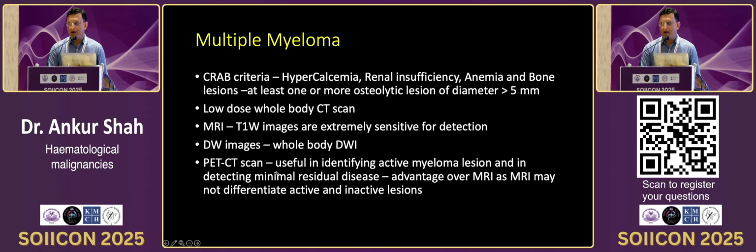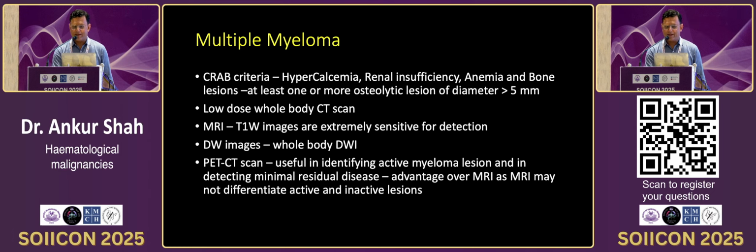For multiple myeloma, imaging is one of the criteria for the diagnosis. If you see an osteolytic lesion with a diameter of more than 5 millimeters, along with hypercalcemia, renal insufficiency, and anemia, all these suggest a diagnosis of multiple myeloma. How can we help with imaging? We can do a low-dose CT scan, or even better would be an MRI. The whole body MR can be done.